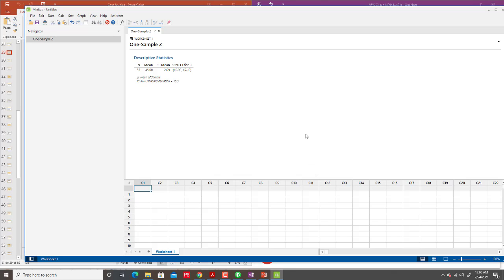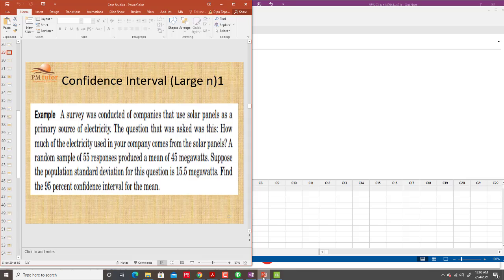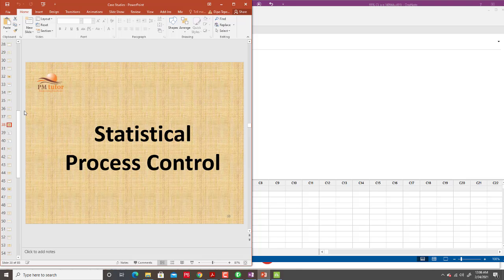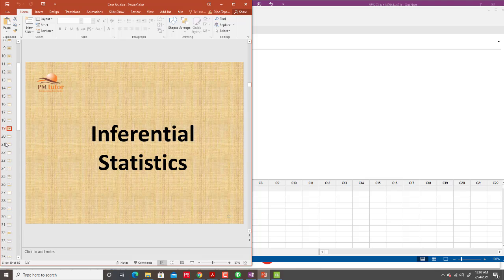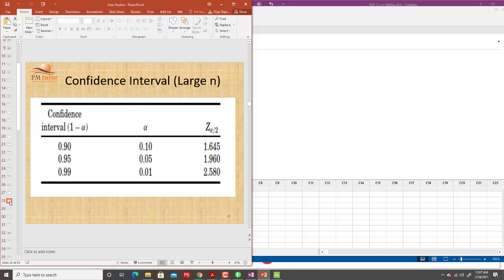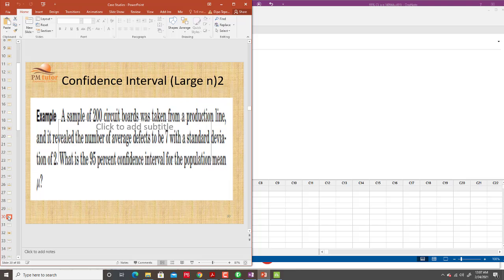So that's basically how you find the confidence interval for the mean. Any question? None? Okay. When people don't ask me questions in class, it means they are very good.